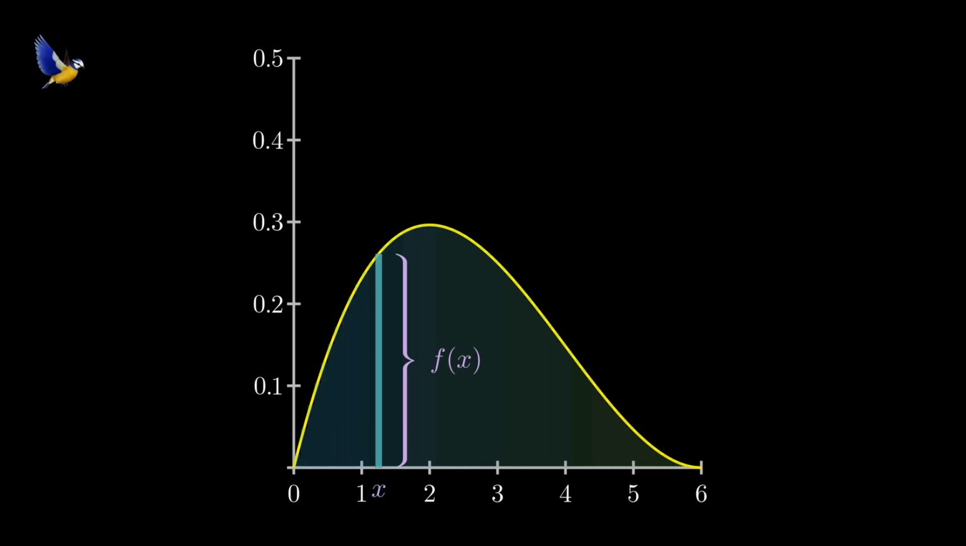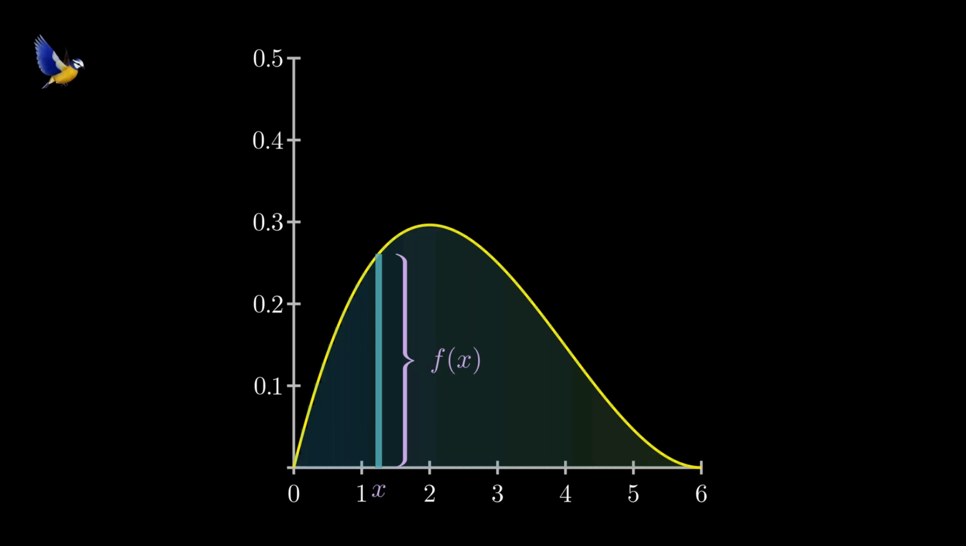So what would be the contribution of just this tiny little rectangle to the total expected value? Well, we had to work out the probability of landing in here first, which would be the area of this really thin rectangle.